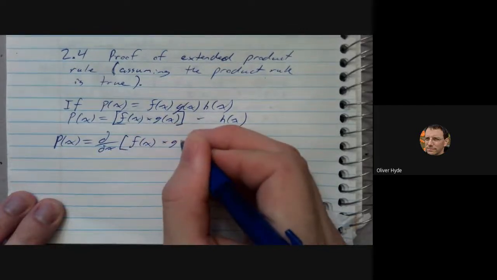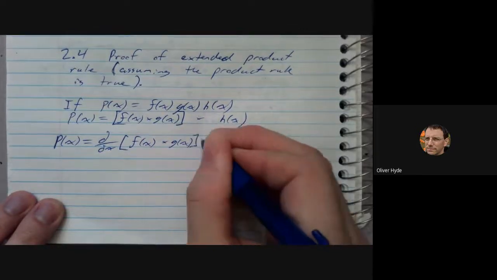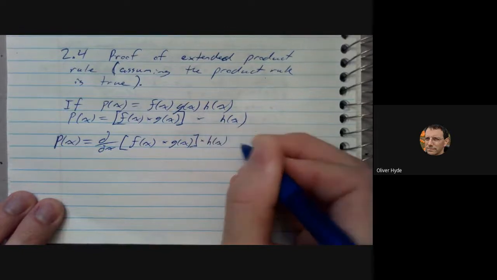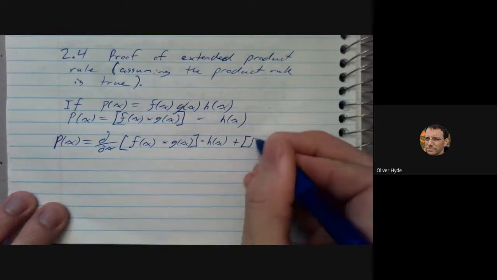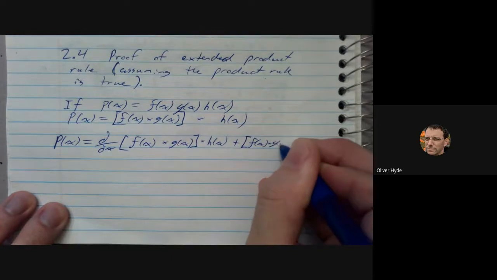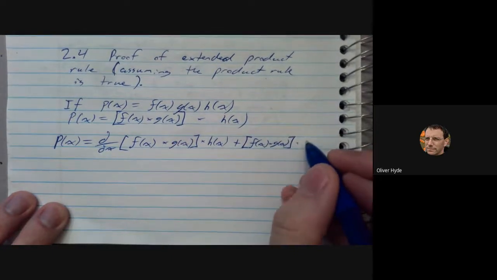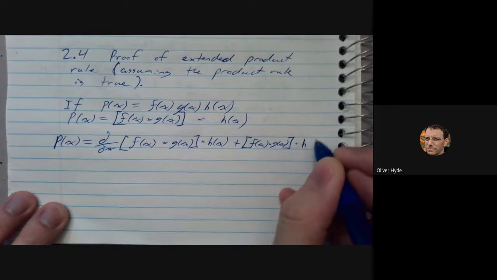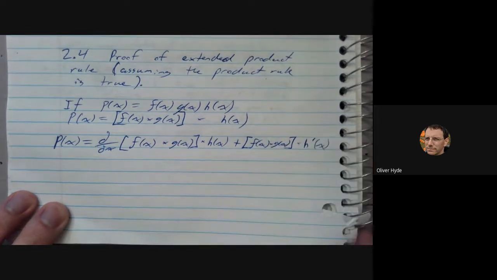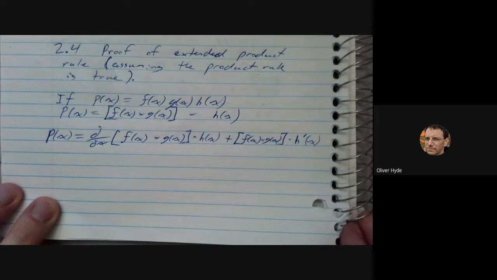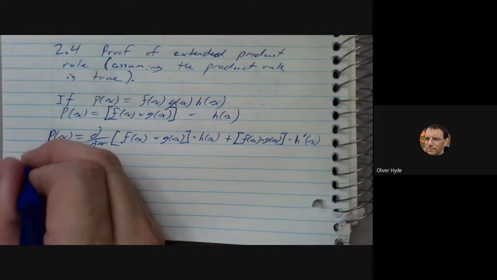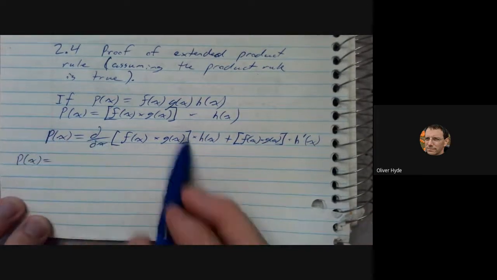So I'm going to do the derivative of the first times the second plus the first, f of x times g of x, multiplied by the derivative of the second. I'm not going to mess around with Leibniz notation here. I'm going to use Lagrange all the way. There's the derivative of the second, h prime of x. Good. And then all I need to do here is use the product rule right here.